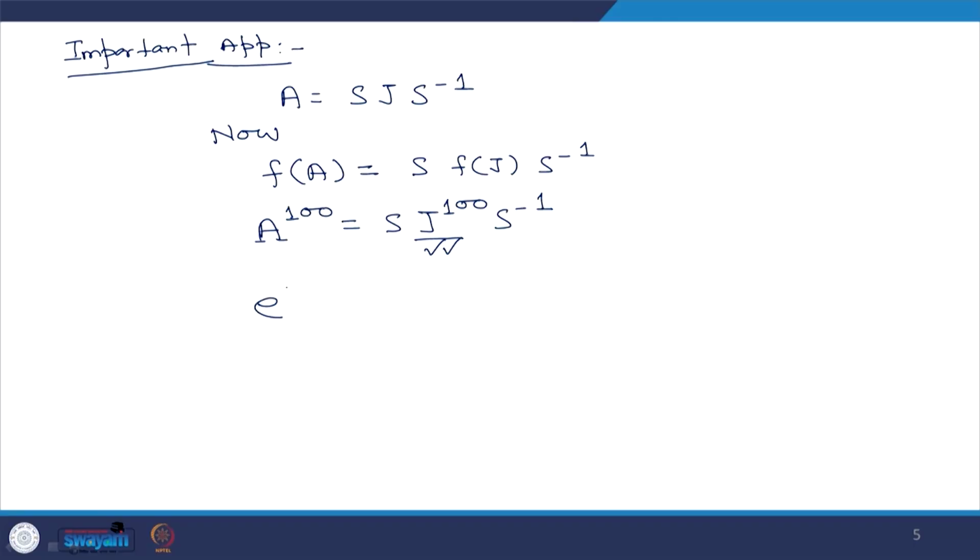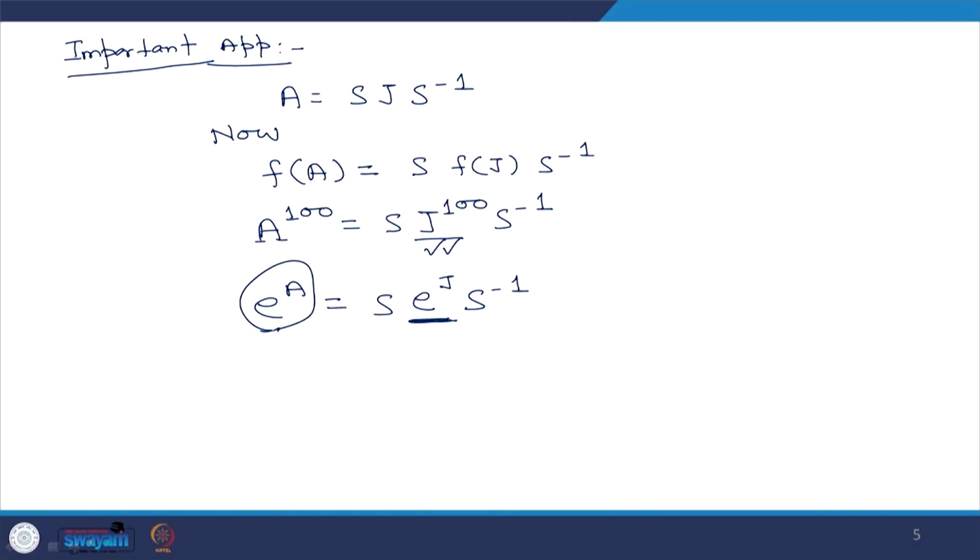Another, if you need to calculate e raised to power A, then S e raised to power J S inverse, and now when you calculate this e raised to power J, you have to calculate it Jordan block wise, and that will be quite easy when compared to e raised to power A with the matrix A. Similarly, we can have trigonometric functions sin A, cos A, those having sums of infinite terms, and you can calculate them very easily here. So, this is another application of this important similarity transformation.